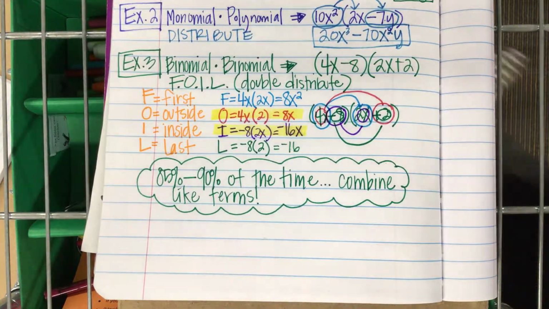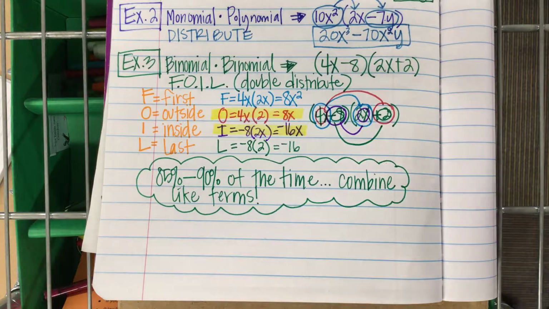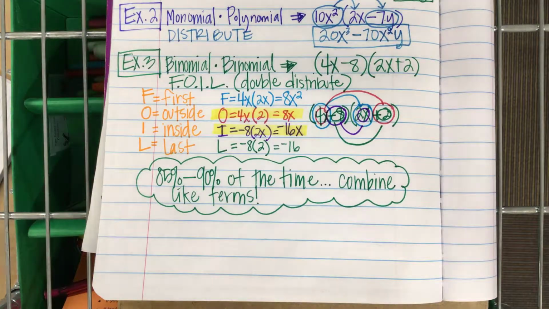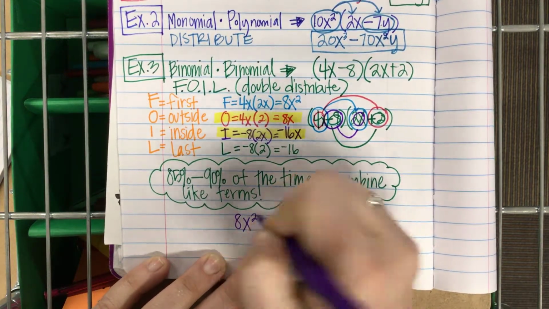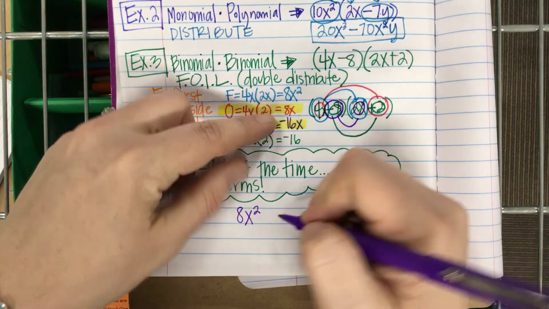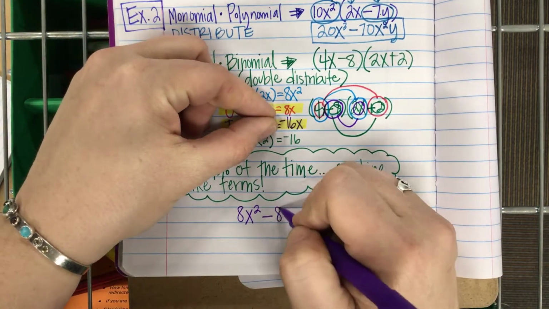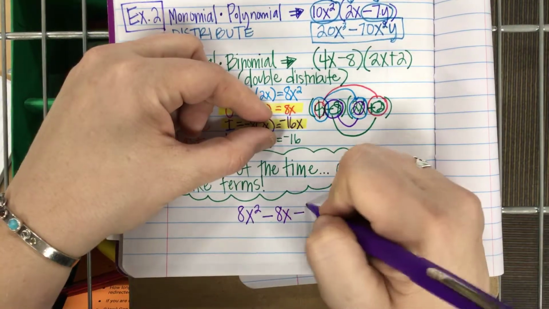So what's my solution? What's my answer to 4x minus 8 times the quantity 2x plus 2? Binomial times a binomial. What's my final answer? 8x squared minus 8x. Perfect. 8x squared minus 8x. These are like terms, so they create negative 8x, or minus 8x minus 16.